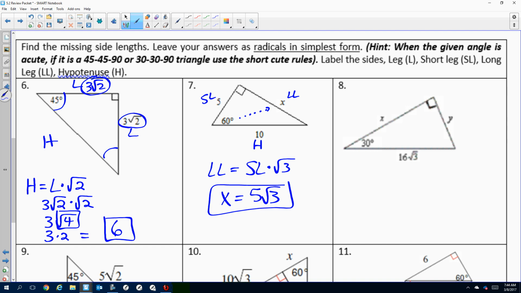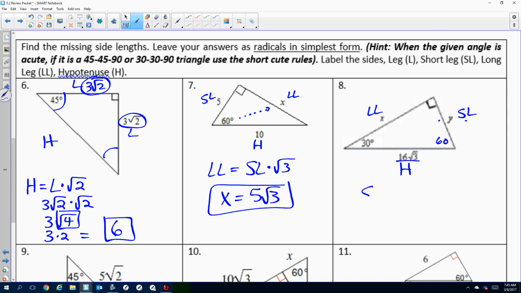So on this one, we have the 30. Opposite the 30, the y over here, this would be the short leg. That means this over here is 60, so that would be opposite, that would be long leg. And this is the hypotenuse. And this is what I'm talking about, home base. Start with the 30, the short leg first. We don't have the short leg, so I have to get it. What do we have? We have the hypotenuse.